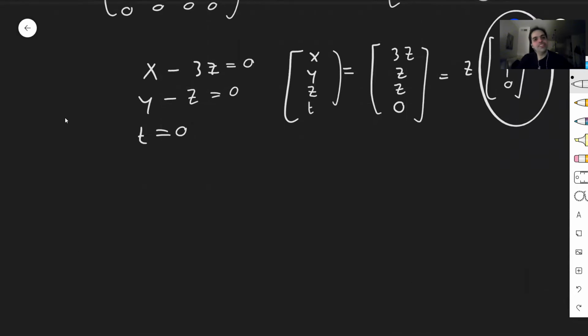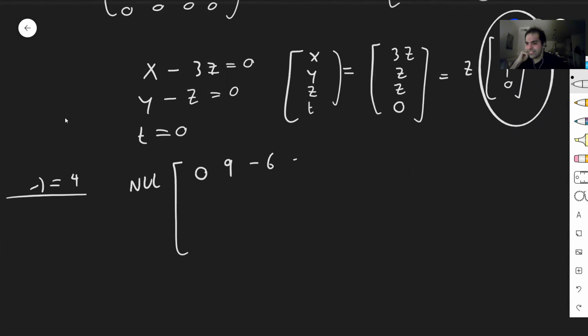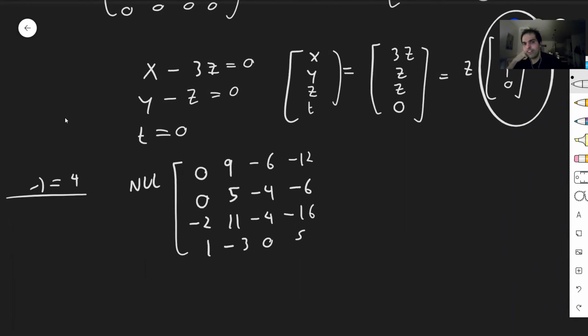So one more page, and then we're done. So lambda equals, I think step 3, right? Okay. So lambda equals 4. So then it becomes a null space. Oh no, that one's horrible. So 0, 9, minus 6, minus 12. Okay, 5, minus 4, 6, minus 2, 11, minus 4, minus 16, 1, minus 3, 0, 5.